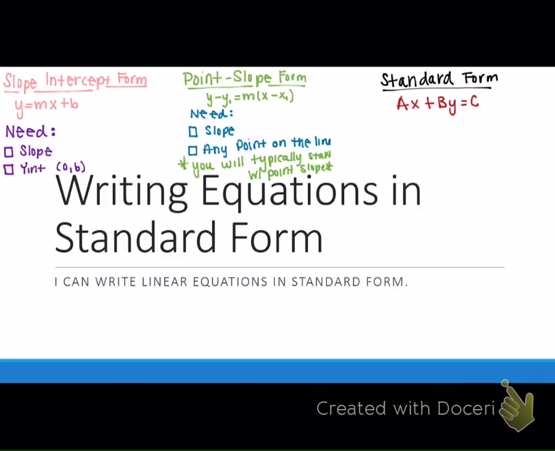So with standard form, you'll typically change this. So let's write: typically, you will rearrange point slope or slope-intercept to get into standard form.